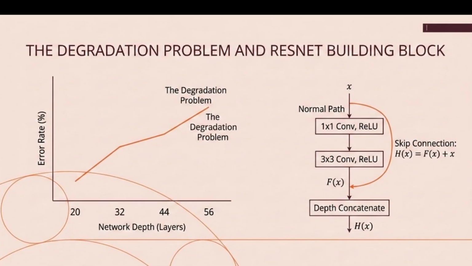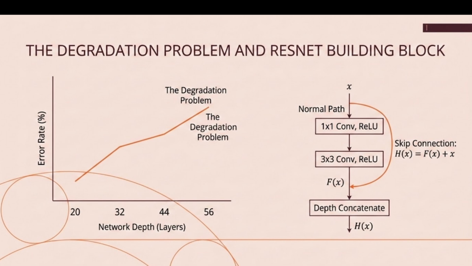Now, by 2015, researchers hit a brick wall called the degradation problem. As networks grew past 20 or 30 layers, their accuracy didn't just plateau, it actually got worse. This wasn't just overfitting. Optimization itself was breaking down because passing data through endless layers scrambled the original signal. Enter ResNet, the undisputed MVP of modern computer vision.